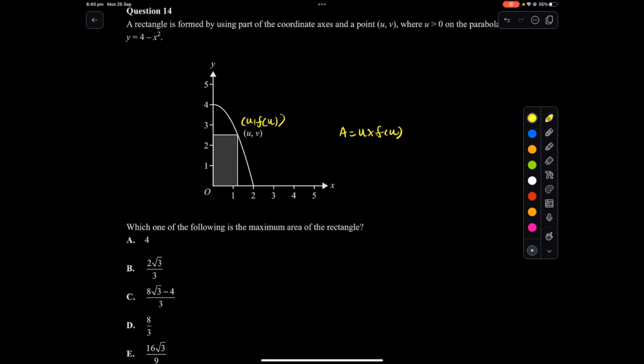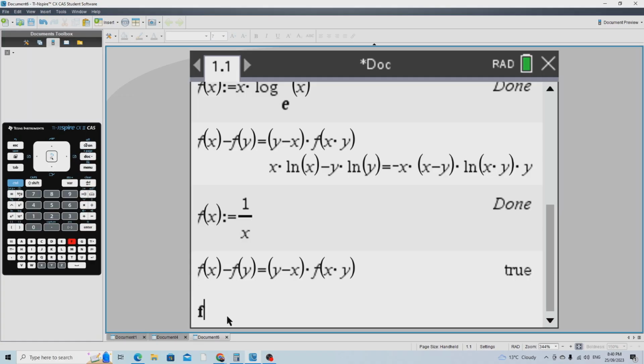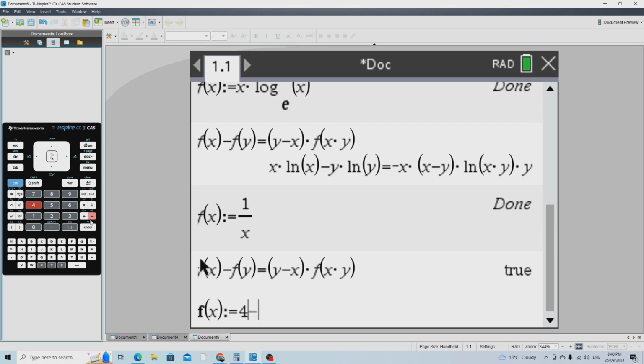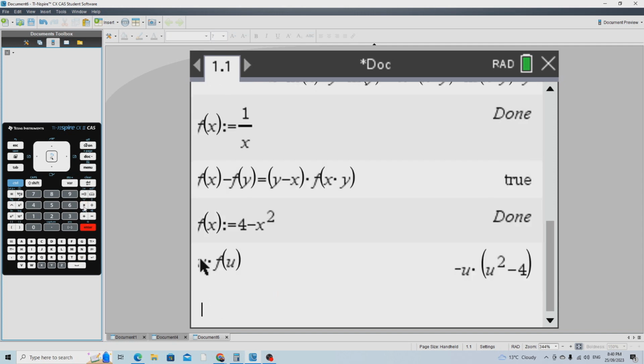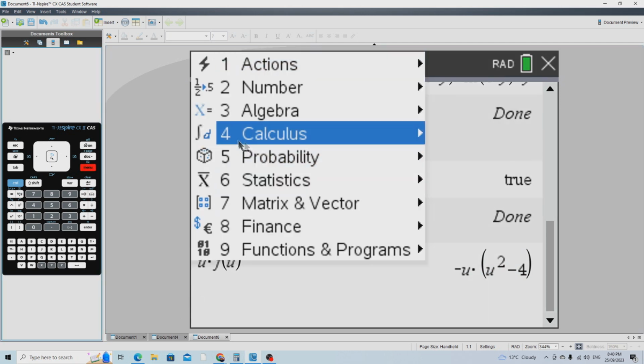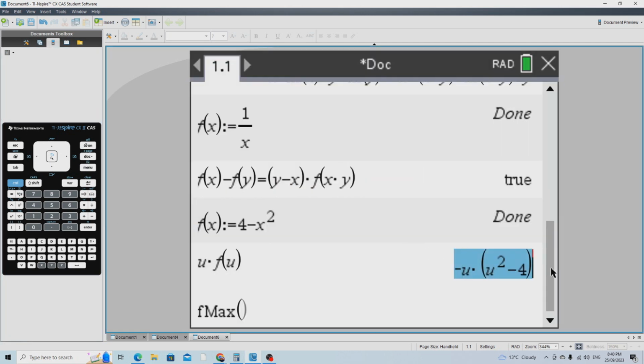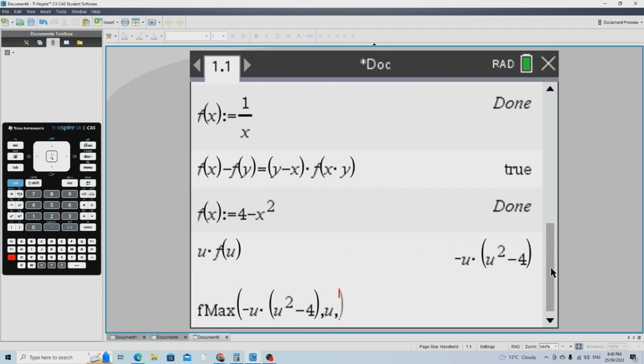So I'm going to come to my calculator and just define the function f of x as 4 minus x squared. So u times f of u is your actual area, and I want to find the maximum area. So I'm going to go calculus, maximum. This here, comma u, given that u is only between 0 and 2.